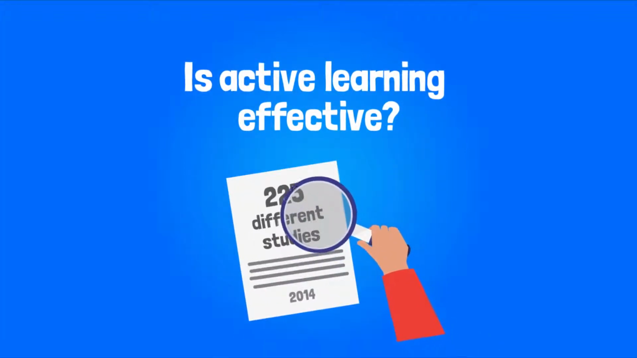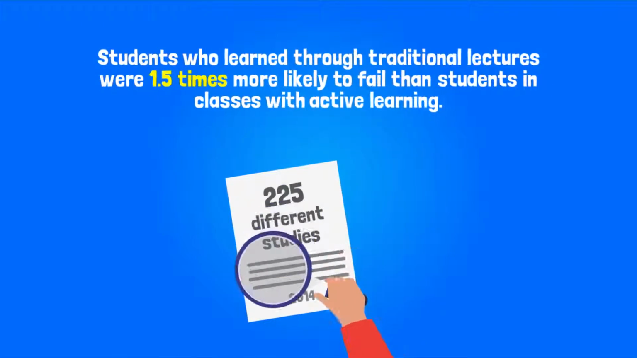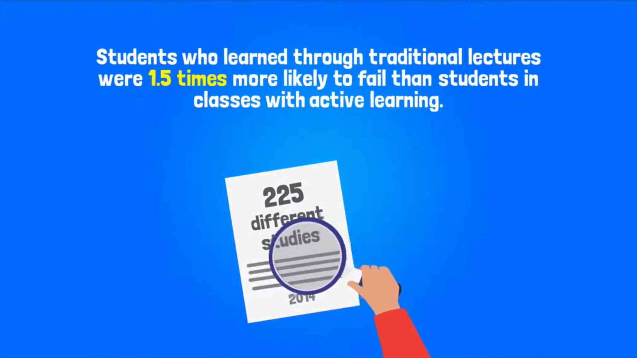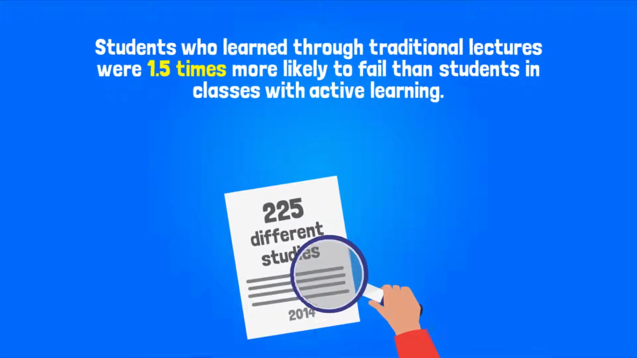One research paper in 2014 looked at 225 different studies and found that students who learned through traditional lectures were 1.5 times more likely to fail than students in classes with active learning.